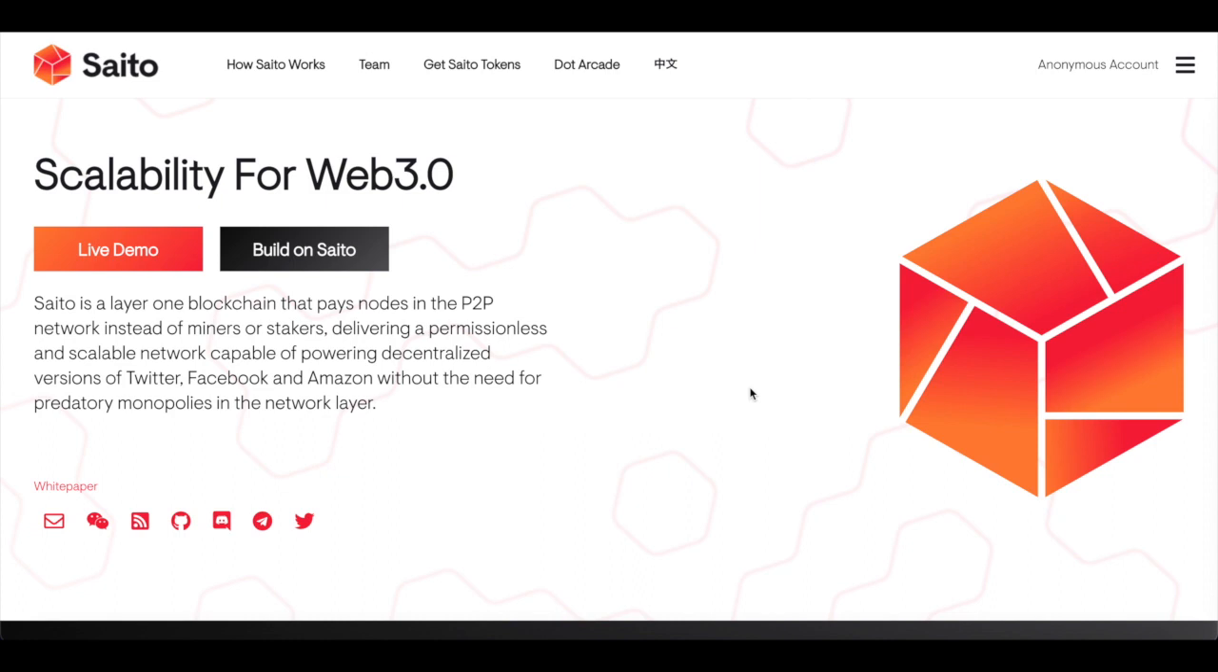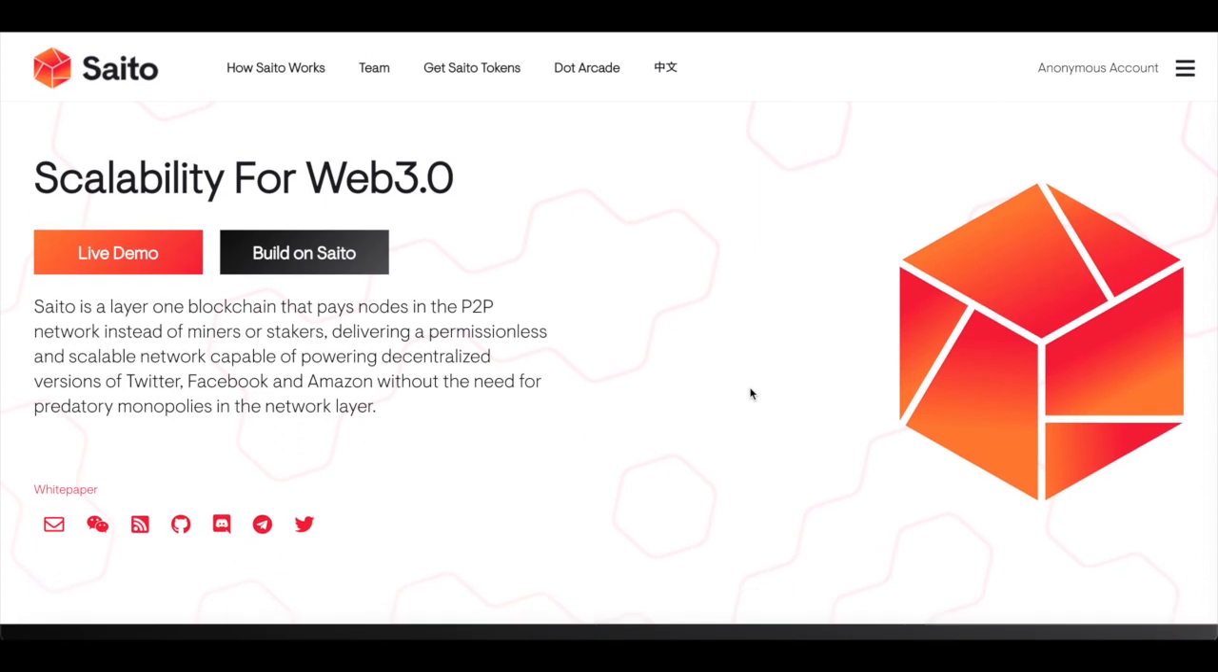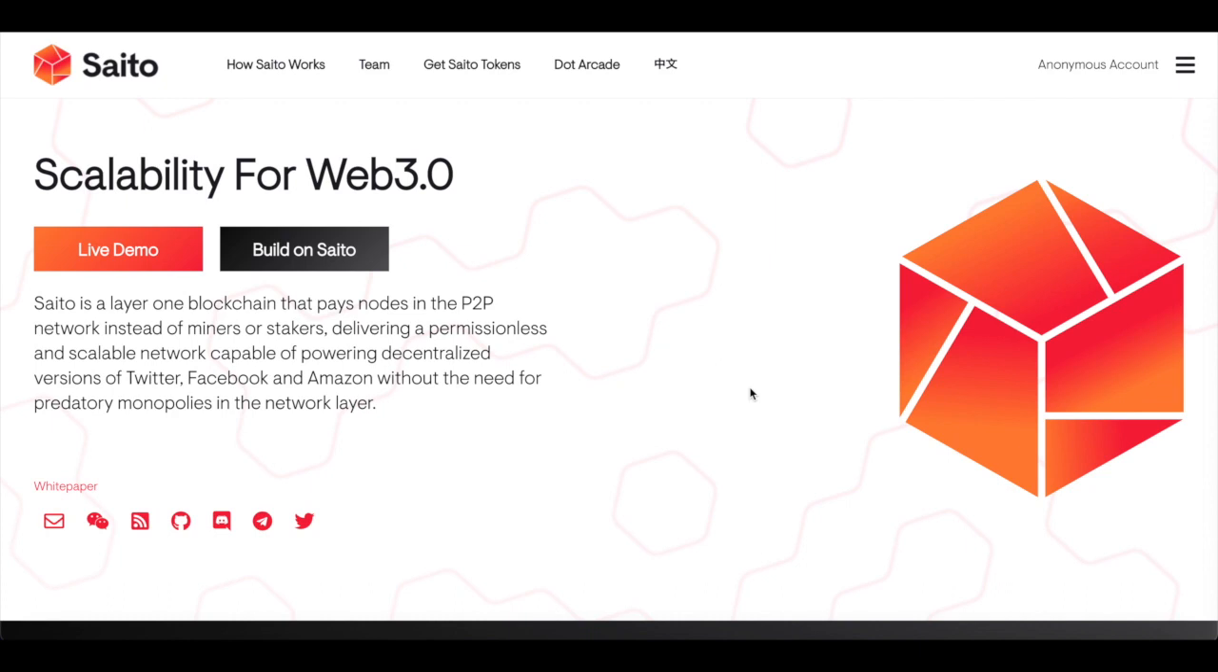So let's sum this up once again. Saito for Web 3.0. It's a blockchain that pays nodes in a P2P network and miners or stakers, delivering a permissionless and scalable network capable of powering decentralized versions of Twitter, Facebook, Amazon without need for predatory manipulation in the network layer. This is the summary you will first see if you visit Saito's website.